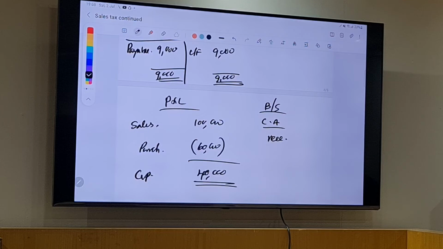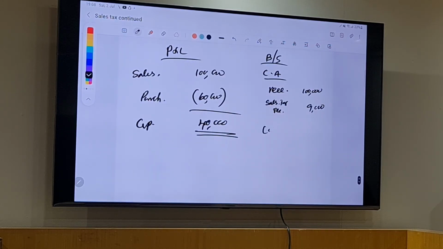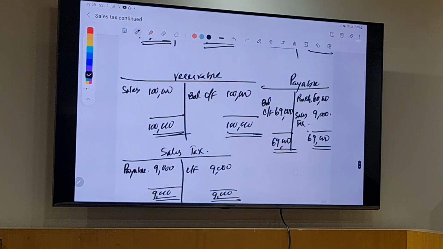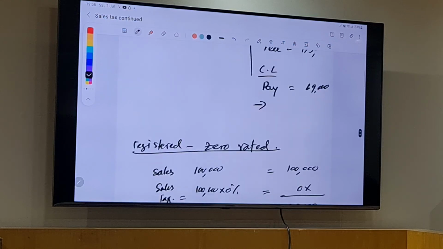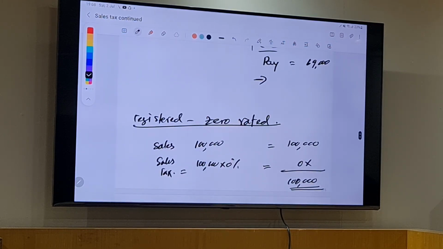So your receivable how much? 100,000, and sales tax receivable how much? 9,000. Your current liability payable how much? 69,000. Clear? So this is the second scenario. What is the condition? Registered, zero rated. Now the third situation.